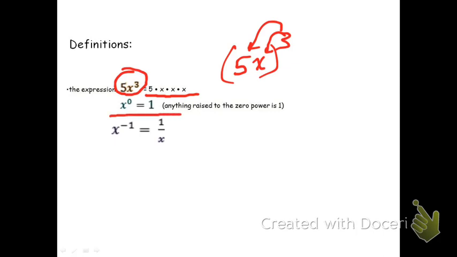Okay, next, anything raised to the 0 power is 1. It doesn't matter what that anything is. I could have 495, raise that to the 0 power, my answer is still 1.